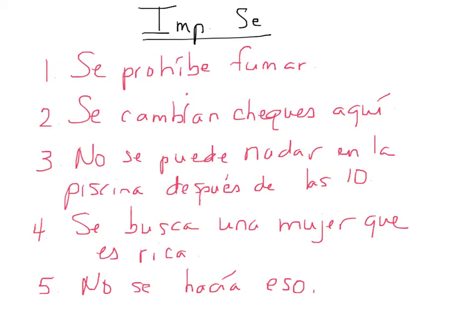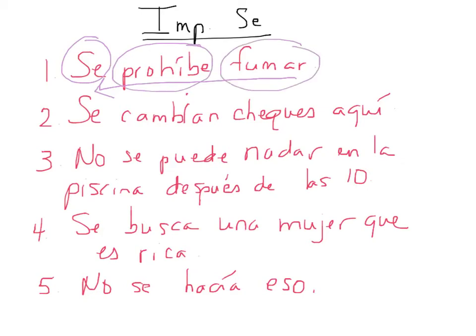Same kind of concept as we had with the gustar-like verb. So almost working from right going back towards left. Smoking is prohibited here. Okay, smoking is prohibited. Again, you have your construction. You have se plus your verb plus your object. If the object is singular or a verb, we use a singular verb. If the object is plural, we're going to use a plural verb. For instance, in this case, we have an infinitive, fumar. So we're going to use a singular verb in the la usted form. Se prohíbe fumar. Smoking is prohibited.